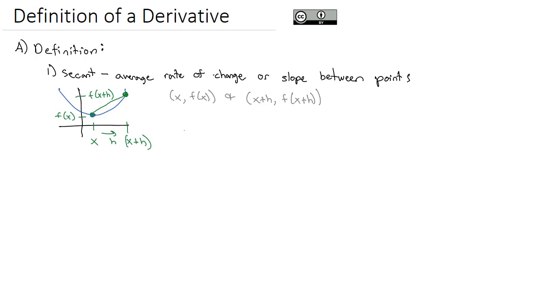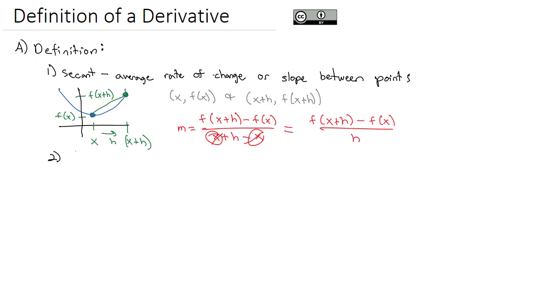If we were to find the slope between these two points, we would take y2 minus y1 over x2 minus x1. Notice when we do that, though, the x minus x can subtract out to 0. So really, the slope of the secant line is f of x plus h minus f of x, all over h.